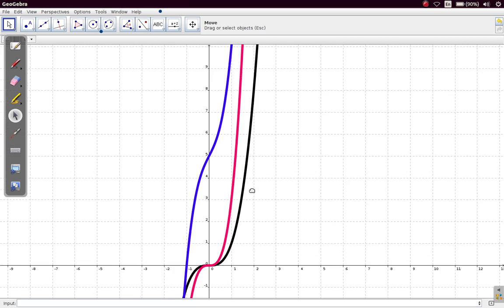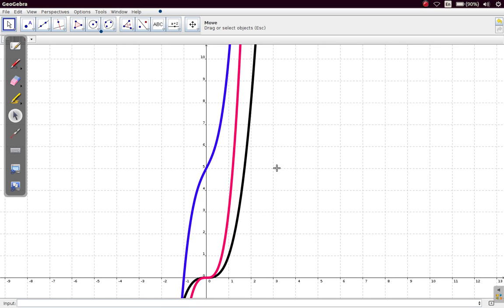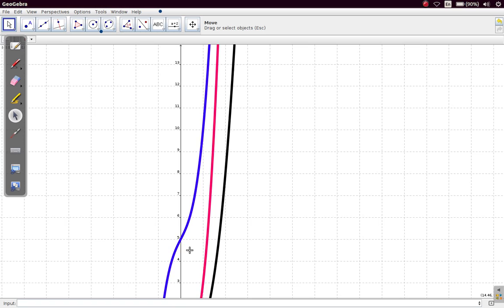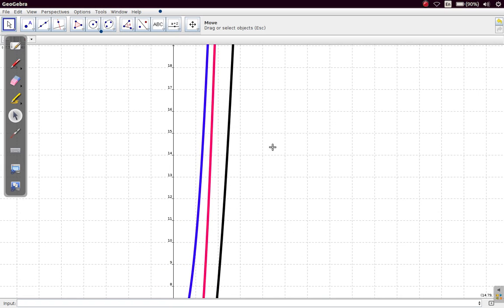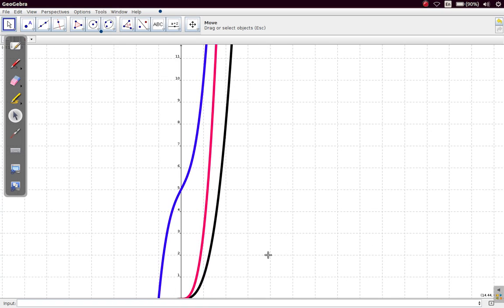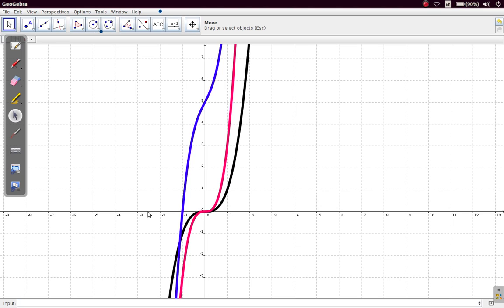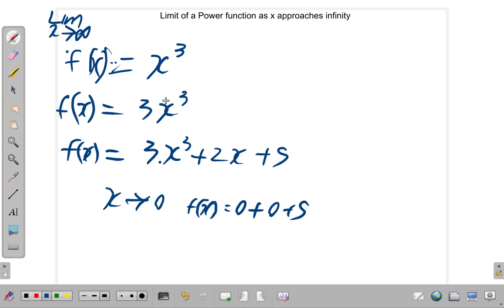Okay. So you have the same general behavior. Alright? And you can see that when x is 0, f of x is 5. But as you increase x towards infinity, on the right, the graph shoots up to positive infinity. On the left, as you move x towards negative infinity, the graph shoots down towards negative infinity. Alright? So, whatever number you multiply x cubed by, whatever number you add to the end of the graph, you have the same general behavior.